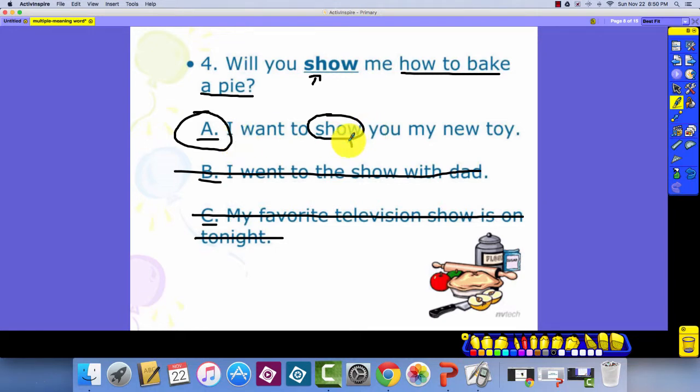In this sense, show is being used as asking someone to display something. And in our sentence, will you show me how to bake a pie? Show is also being used. They want someone to display how to do something or to demonstrate how to do something. So in this case, option A is our best choice.